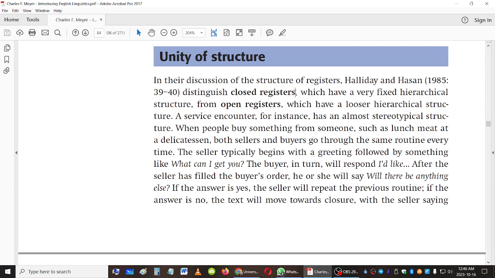Seriously, it's like a non-playable character. What they say is almost memorized. It's a closed register.